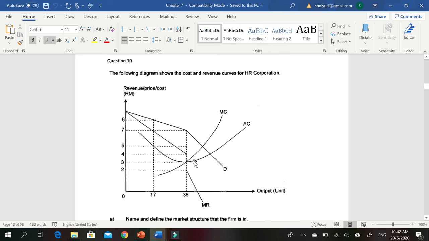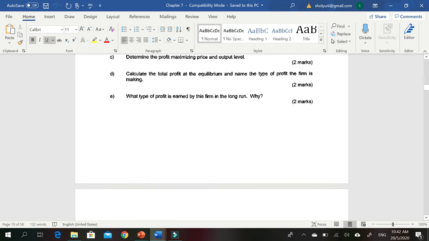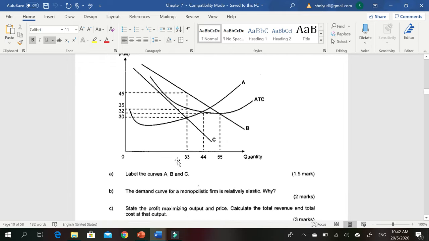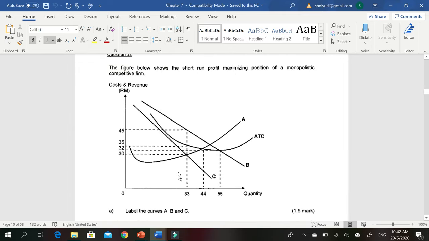What is this? This is oligopoly. Turun, patah. It's not a straight one. Kalau monopoli ataupun monopolistik, it's straight. Kalau you mention it, macam ni benda kalau dia tak beritahu monopolistik, apa benda ni?